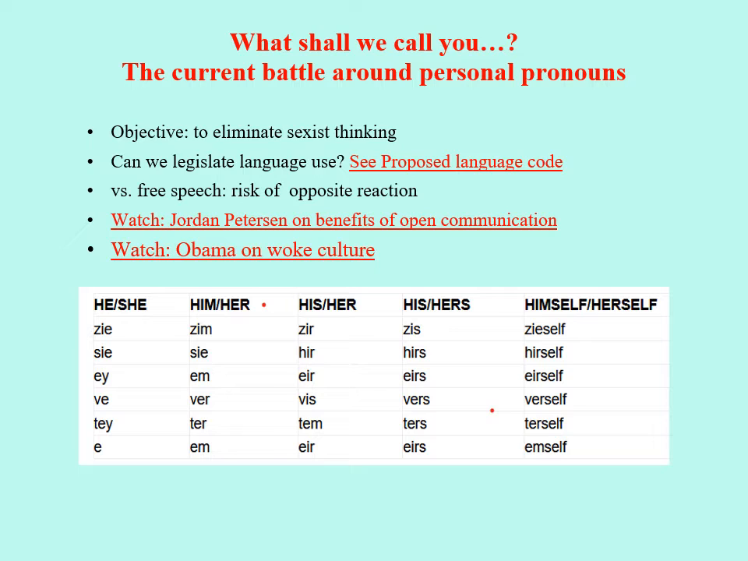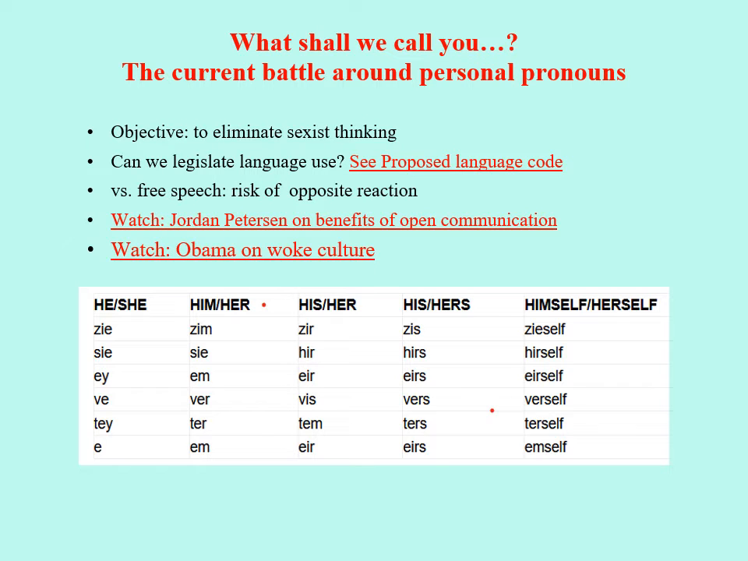Another particularly interesting controversy has surrounded attempts to change personal pronouns. Personal pronouns are much more difficult to change because they are very deeply embedded in the structure of language. They're used very automatically. Children learn personal pronouns very early on. So changing nouns or verbs may be possible, but changing personal pronouns is typically very difficult.